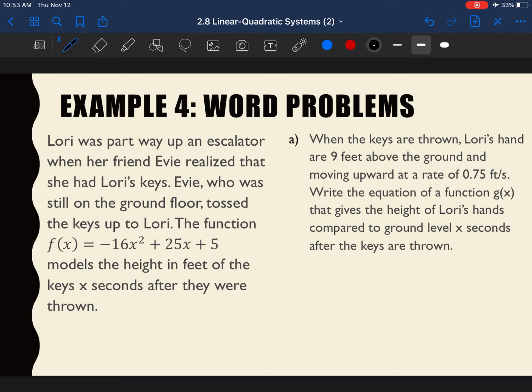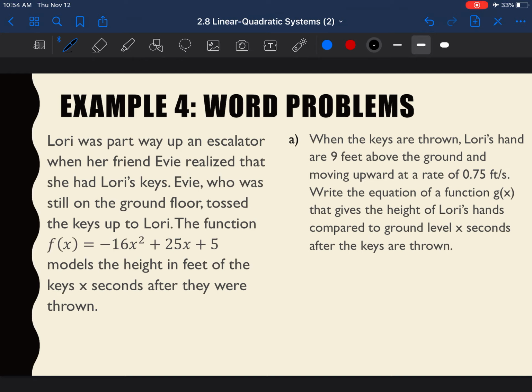Last one is a word problem. Lori is partway up an escalator when her friend Evie realizes that she has Lori's keys. Evie tosses them from the ground up to Lori. There's a function that represents the height of the keys, and x represents how many seconds have passed since Evie tossed the keys to Lori. So the first one says when the keys are thrown, Lori's hands are 9 feet above the ground and moving upward because the escalator is moving up at 0.75 feet per second.